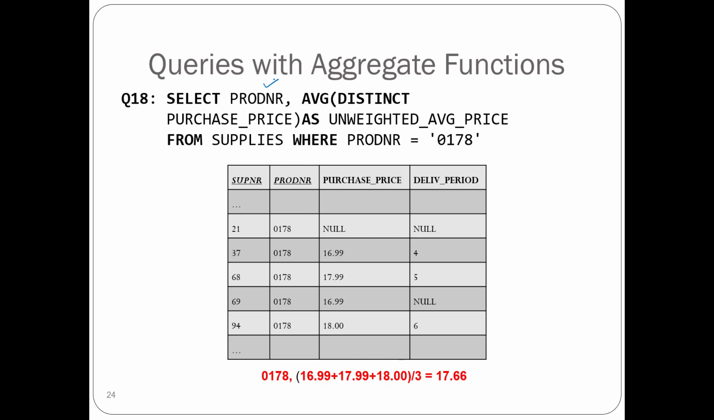We say select prod nr, AVG DISTINCT purchase price as unweighted average price from supplies where prod nr is 0178. Okay, and look at this computation. 0178 would be reported because that's the first thing that we are requesting in the projection. Then 16.99 plus 17.99 plus 18.00 divided by 3, which is 17.66. So the difference between the weighted average and the unweighted average would be interesting here, and more so from the SQL point of view, where you'll have to understand the role of the keyword DISTINCT here.